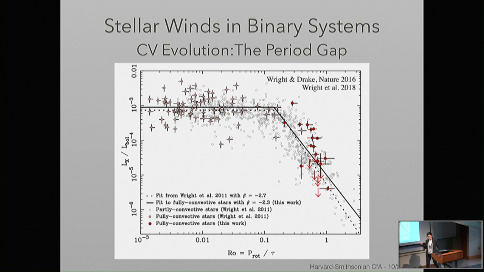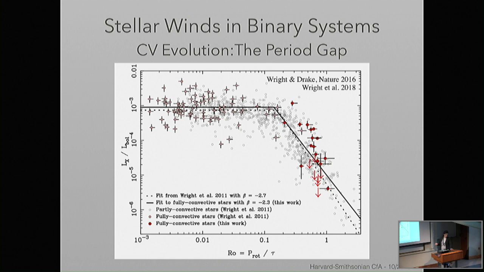So let me explain what I'm showing here. It's X-ray luminosity over bolometric luminosity as a function of Rossby number. Rossby number is rotation period over convective turnover time. You can think of it as a rotation period if you want to think of it more intuitively, but it's normalized to get rid of the spectral type dependency. This is a measure of the size of the convective envelope. So Rossby number is just a dimensionless quantity that is related to rotation period.